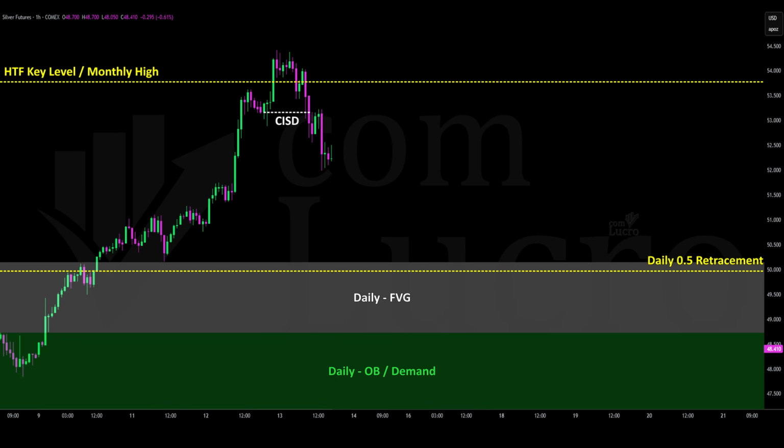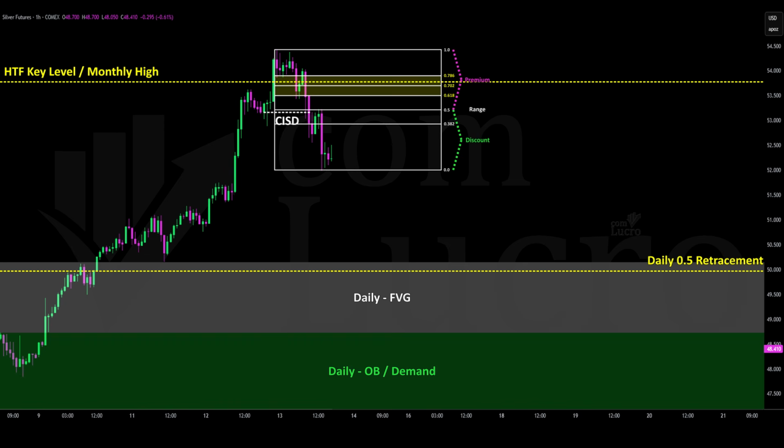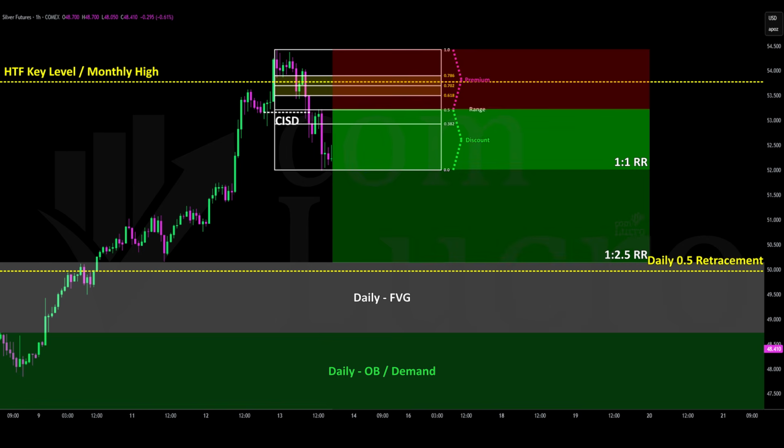This is where marking the current trend range on the 60-minute chart becomes important, because it helps us identify the premium and discount zones and anticipate a retracement back into the CISD area, which also aligns closely with the 50% retracement level. This creates a much more optimized and efficient location for entry.